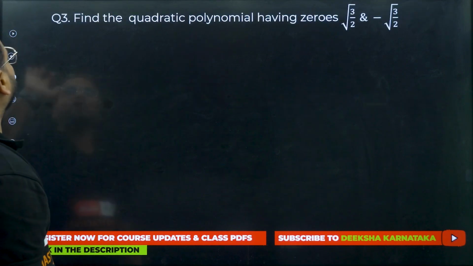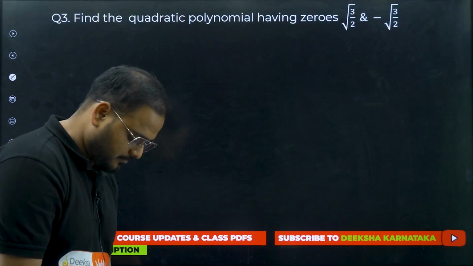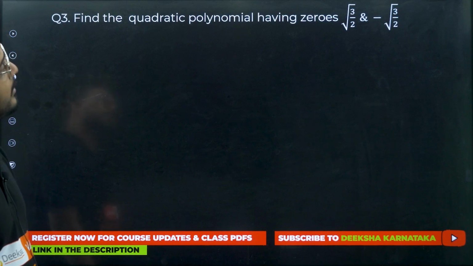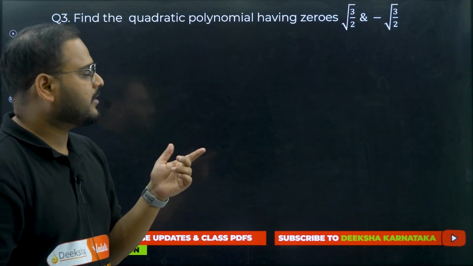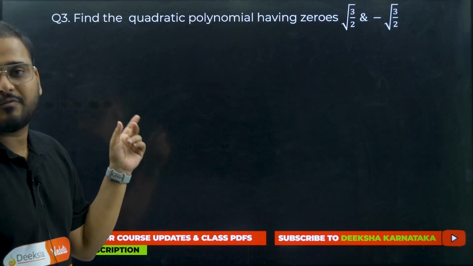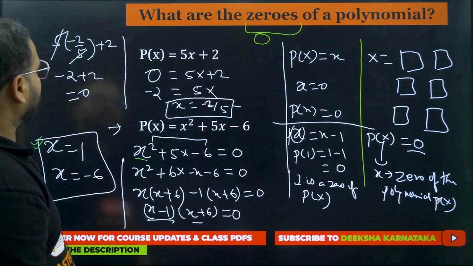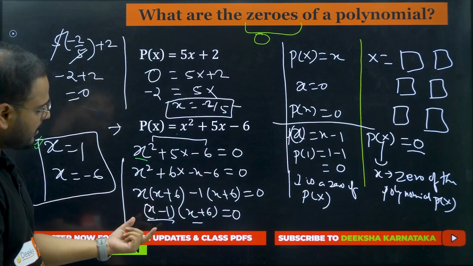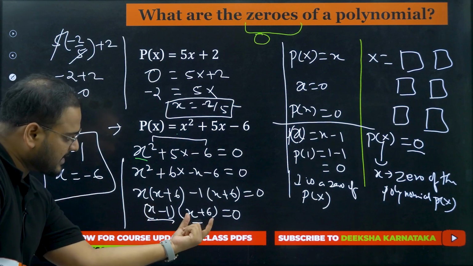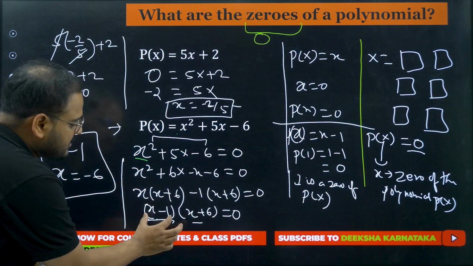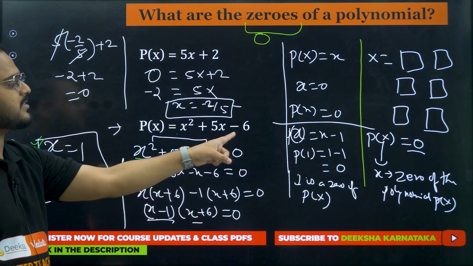Okay. I'll move on now to question number 3. Question says find the quadratic polynomial having zeros. Think about it. Whenever we are finding it, if you look at over here, how did we do it? We got two factors like this, x minus 1 and x plus 6 equal to 0. So this is the quadratic polynomial, x square plus 5x minus 6.